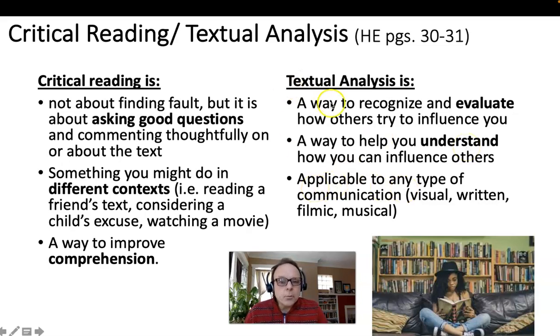It's applicable, this idea. When you say textual analysis, you might think, oh, it's only a written text like a book or something, right? But no, there's visual text. You're driving down the highway, you see a billboard, you can kind of deconstruct that, so to speak. Not literally, you'll get in trouble for that, right? Don't take it apart.